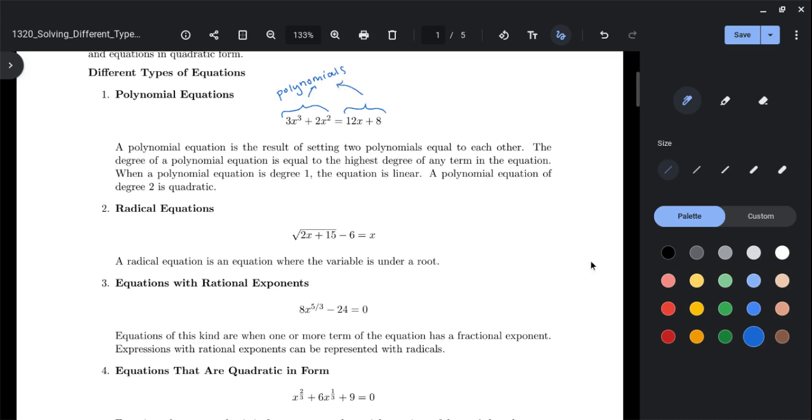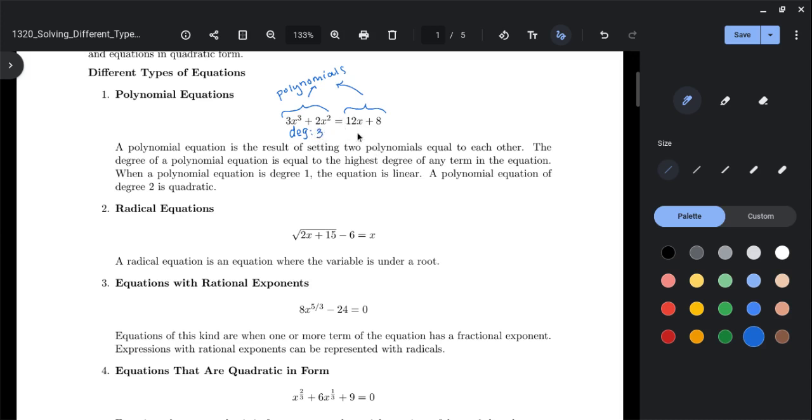Now, another important thing with our polynomial equations is being able to find the degree of them. And so the degree is equal to the highest power of any term in the equation. So if I'm looking at this left-hand side polynomial, the highest exponent for x, well, we have 3 and we have 2. So the highest of those is going to be 3. So this polynomial on the left is degree 3.